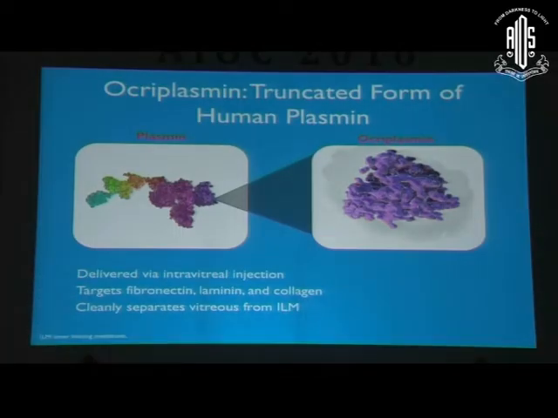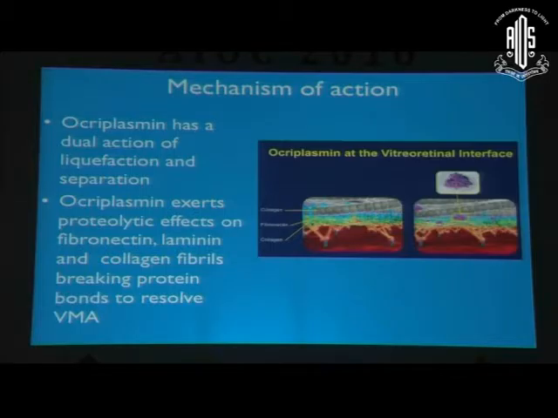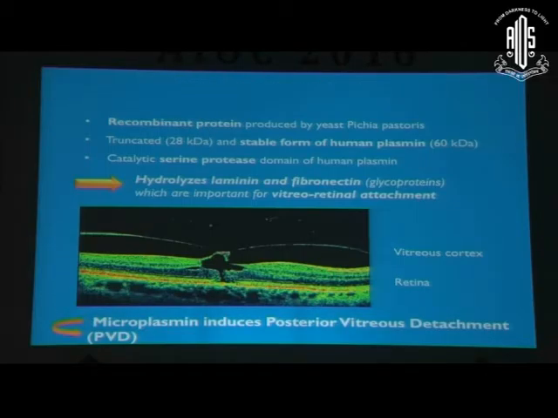This shows the relationship between plasmin and ocriplasmin. Ocriplasmin is a small part of plasmin. Plasmin has been tried earlier in many cases, but was not as successful because of some toxicity. And this ocriplasmin is injected intravitreally, 125 micrograms. Usually, as in the trial, they had given a single injection. So it has a dual action of both, as I said, liquefaction and separation of the hyaloid, because it also acts on the fibronectin and laminin part of the vitreoretinal interface. This is showing one example where there is hydrolysis of laminin and fibronectin, which are the glycoproteins.